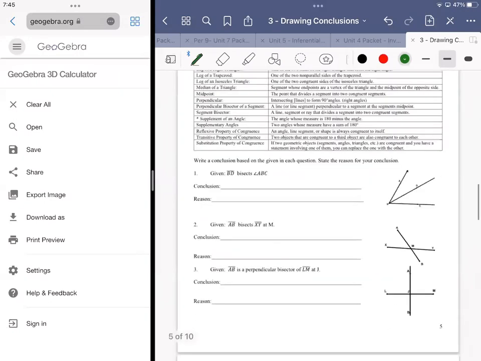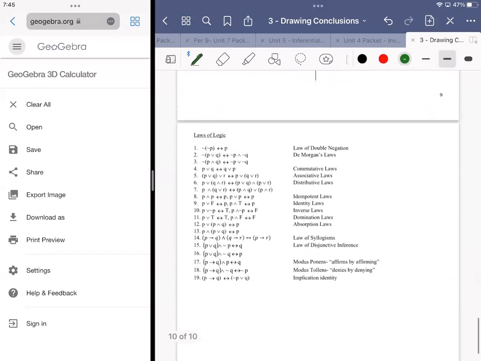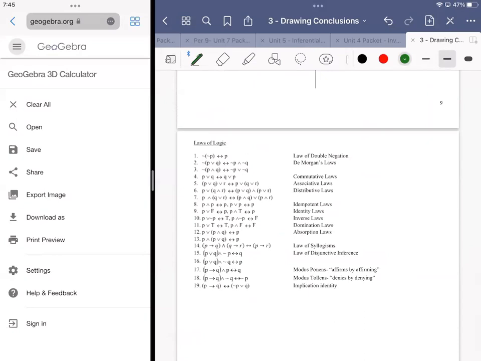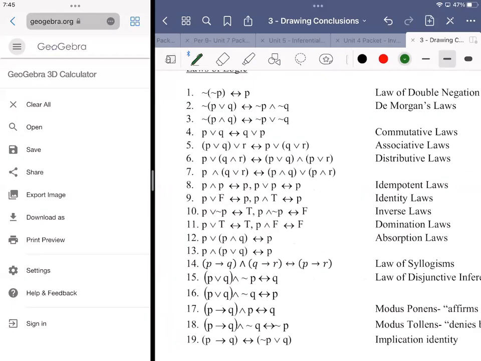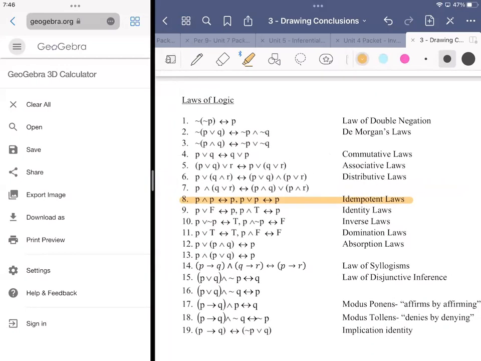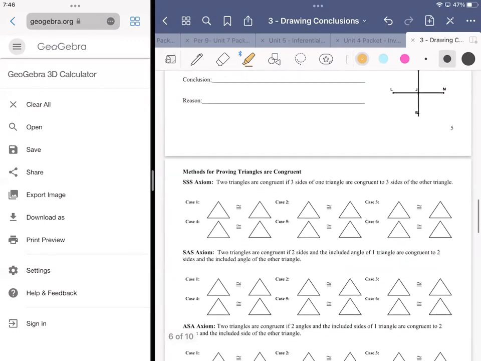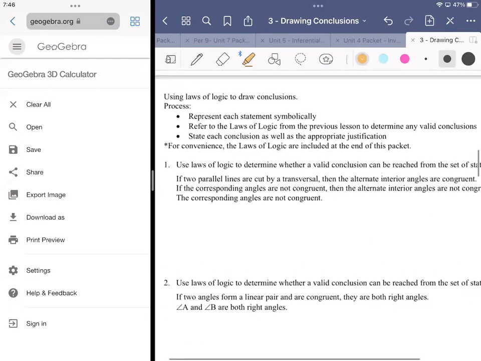And I took the table from the last unit, the laws of logic, and I put it at the end of this package so you have it, so you don't have to go bouncing back and forth. But one thing that I added in that I didn't realize wasn't there to begin with was one of those idempotent laws, number 8. For some reason, I didn't have the and there. I had the or, but I didn't have the and. It didn't matter in the last unit because it never came up, or at least not on any assessment. We talked about it, but it didn't really amount to much. But it's going to matter here, so it was worth making mention of. Anyway, there we are.